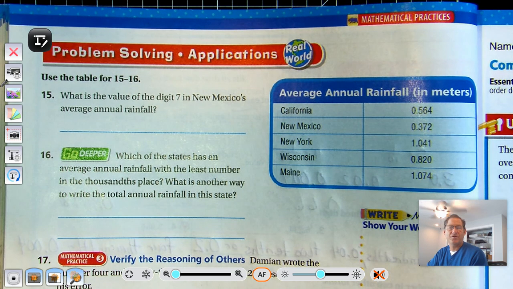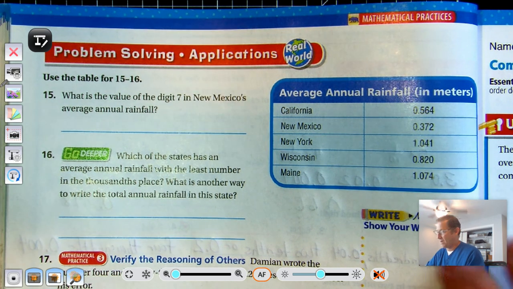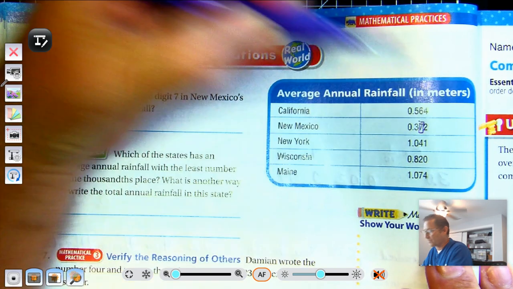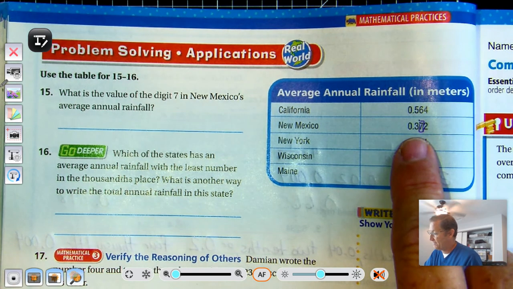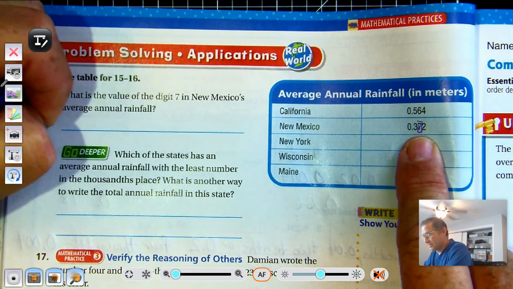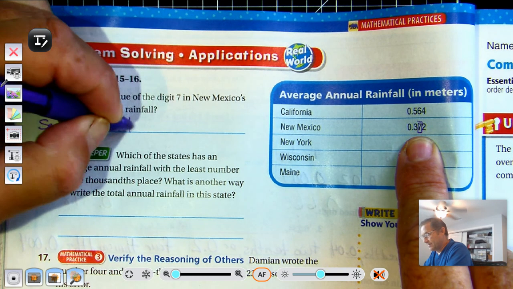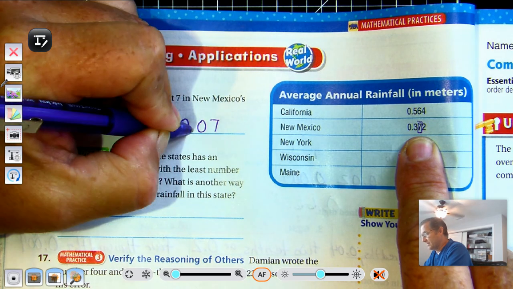So what is the value of the digit 7 in New Mexico's average rainfall? So let's find the 7. Okay, so the 7 is in the hundredths place. So 7 hundredths, or 0.07.